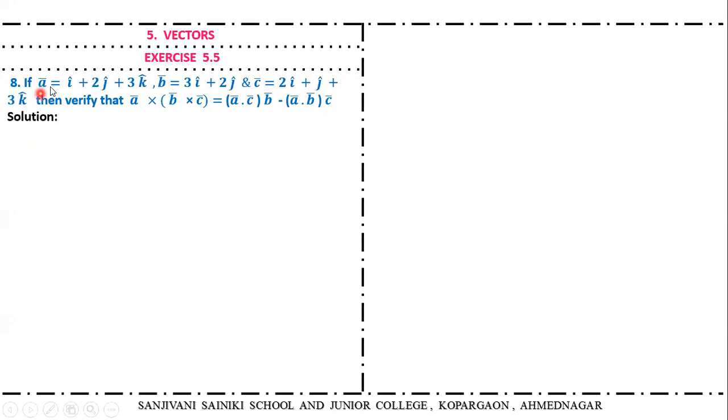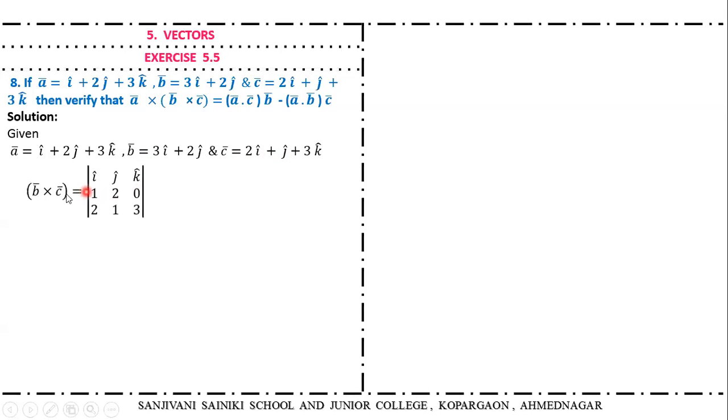Eighth example: A bar, B bar, and C bar are given, and we have to verify that A bar cross B bar cross C bar is equal to A bar dot C bar times B bar minus A bar dot B bar times C bar. This is the vector triple product of the vectors A bar, B bar and C bar. A bar is given, B bar is given, and C bar is given. First of all, we will find B bar cross C bar.